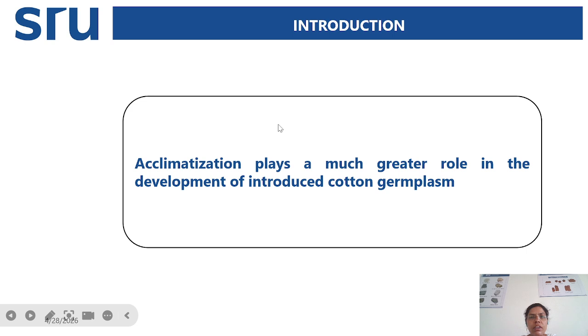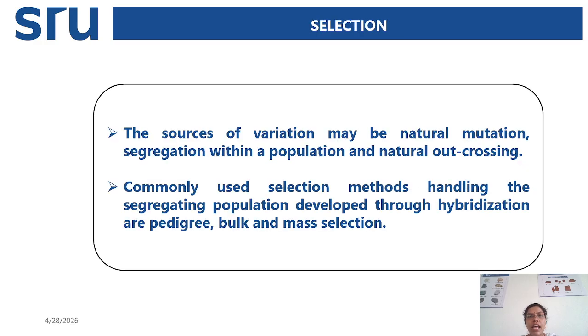As we know, introduction is nothing but directly introducing varieties from different places, by primary introduction or secondary introduction. We'll directly release the variety, or we'll acclimatize the varieties for some period, and then we'll go for cultivation. That is about the introduction. And next is selection. Selection is nothing but we have natural selection and artificial selection. In natural selection, mostly we go for natural outcrossing.